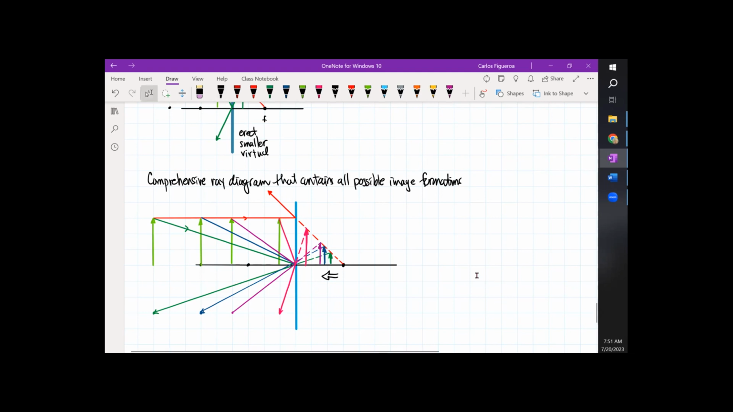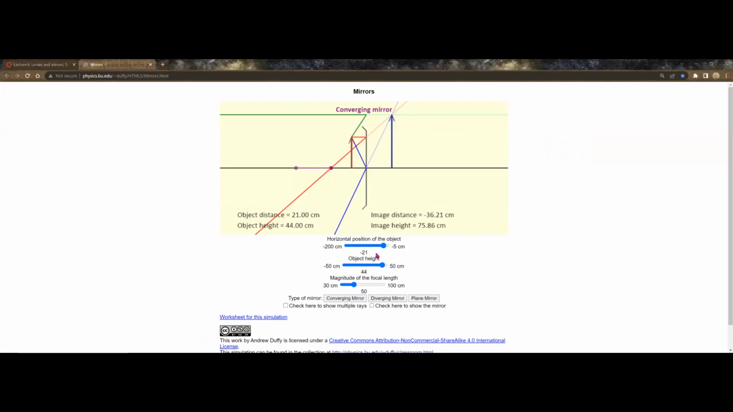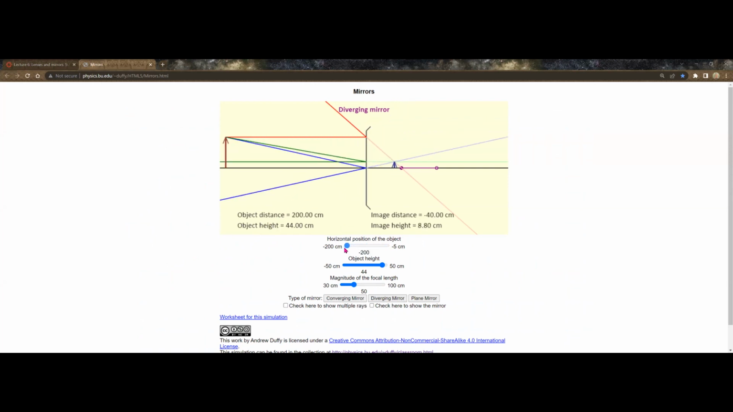So as a final thing here, let's go look at the Duffy's mirror applet, just to show the flow of what is actually happening. So the way I go from converging to diverging is down here, they have a diverging. Now, what I can do here is that I'm going to get way out here and look at that.